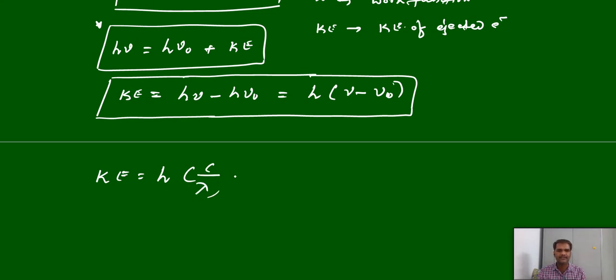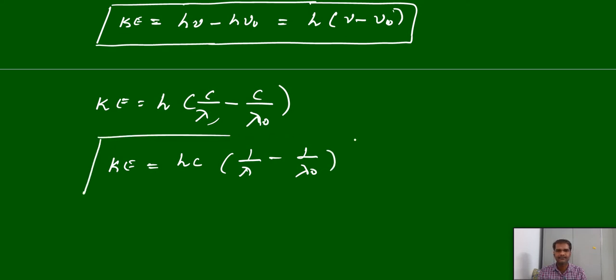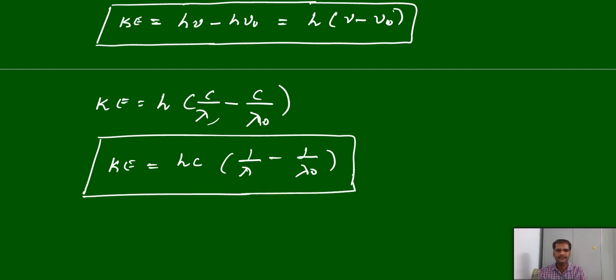This is the wavelength of incident radiation, and this is again c by lambda 0, a threshold wavelength, the wavelength of this threshold frequency, means wavelength required to eject the electrons. From this you will get KE is equal to hc (1 by lambda minus 1 by lambda 0). This is the formula.